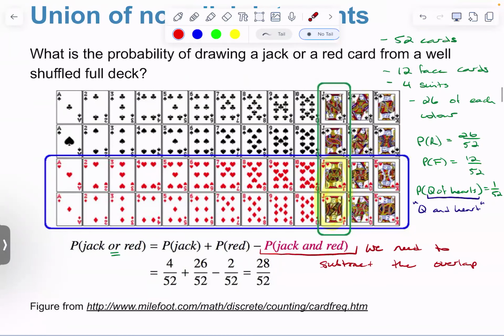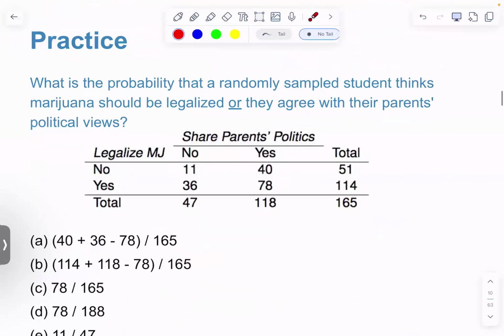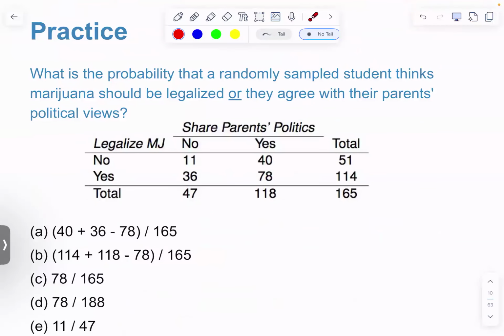Any questions about cards? Counting cards? No. How about a different example?